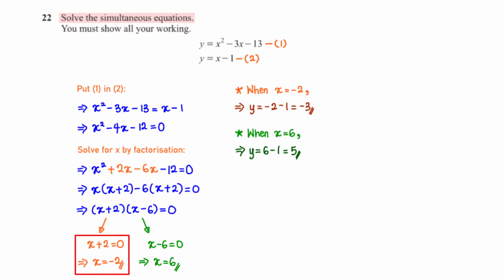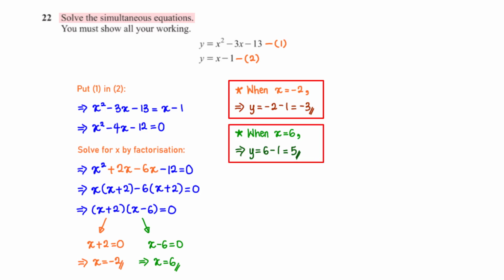When we equate x plus 2 to 0, we get x equals negative 2. And when we equate x minus 6 to 0, we get x equals 6. To get the corresponding y values, we plug in the x values into any of the equations. Let's pick equation 2. When x equals negative 2, y equals negative 3. And when x equals 6, y equals 5.